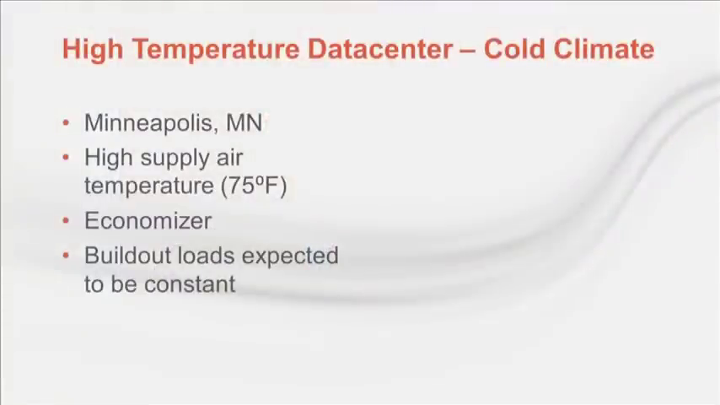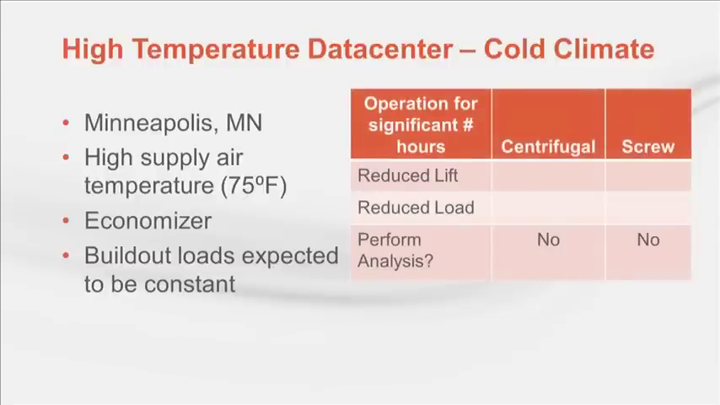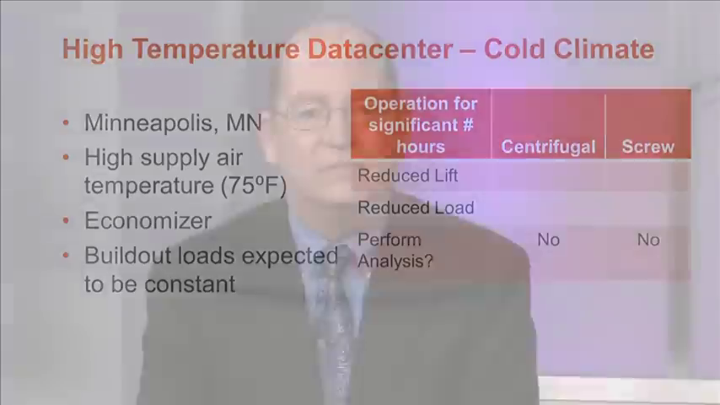Now, let's locate that data center in a cold climate instead. In this case, the data center was also designed at a higher leaving water temperature, 75 degrees, and it has an air side economizer. There will be few hours of operation at either reduced lift or load. In fact, the chiller will be off during a lot of hours, so it's unlikely a variable speed drive will pay back.